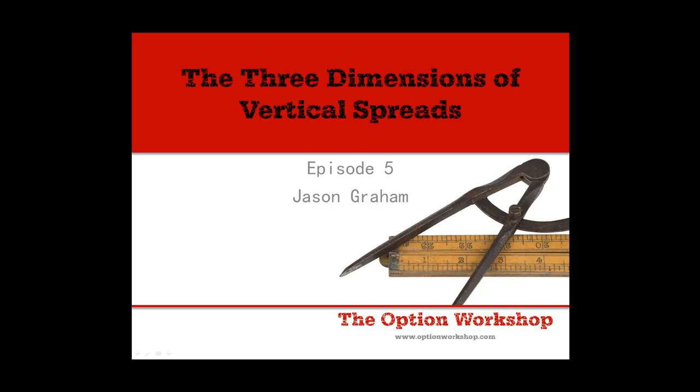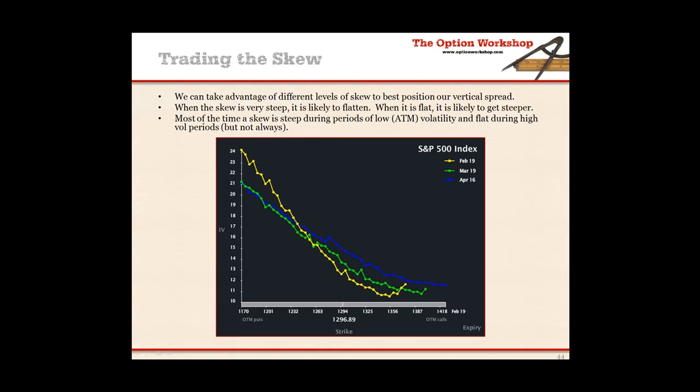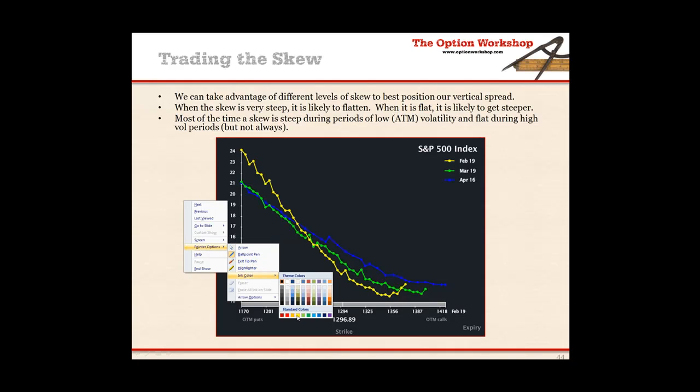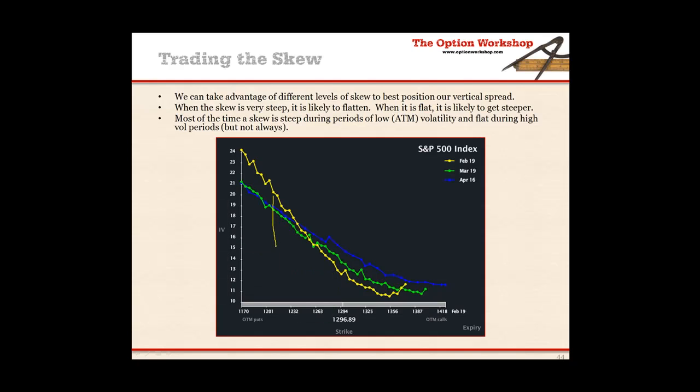Jason, let's go. Great. What I want to do this time is get really into looking at vertical skew to trade these spreads. So let's get right into it. One thing that you can do with these skew graphs or looking at implied volatility values is notice that when this vertical skew is very steep, let's look at this February skew here, very steep, they tend to flatten. I probably need a different color marker on here. Let's use yellow.